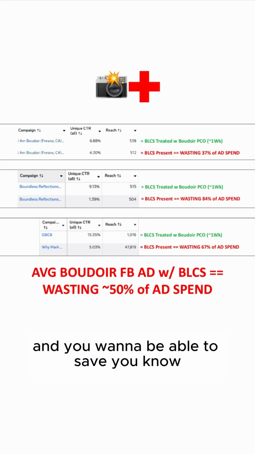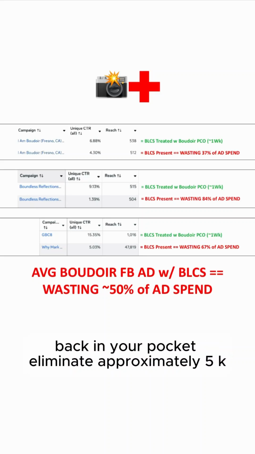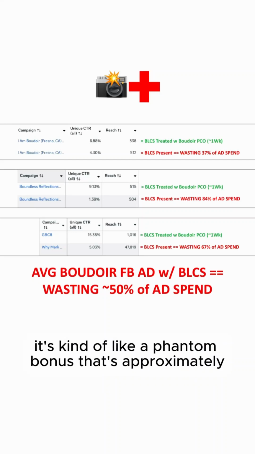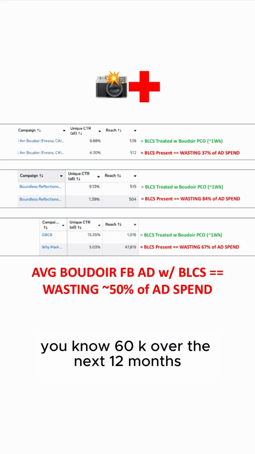And you want to be able to save, back in your pocket, eliminate approximately 5K of ad spend every single month, literally back in your pocket. It's kind of like a phantom bonus. And that's approximately 60K over the next 12 months.